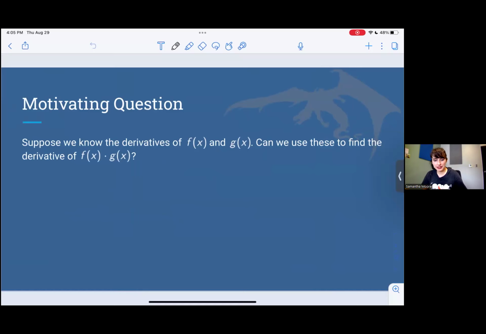So the question that we're trying to ask today is, we know f's derivative and we know g's derivative, and we want to relate those to the derivative of the function f of x times g of x.